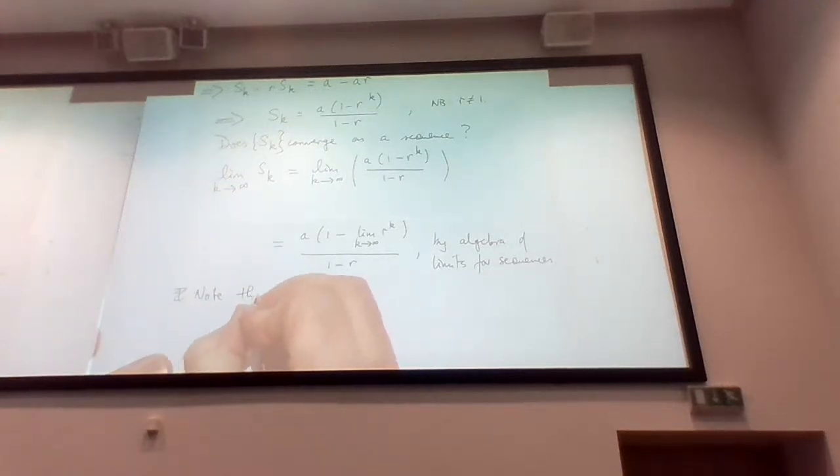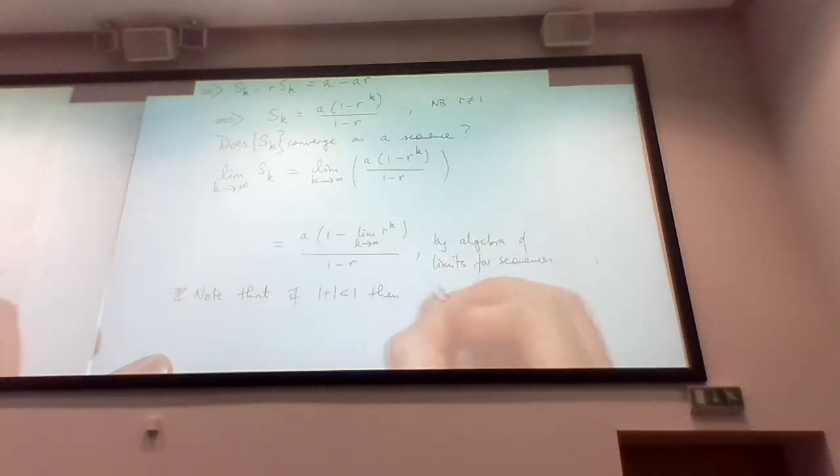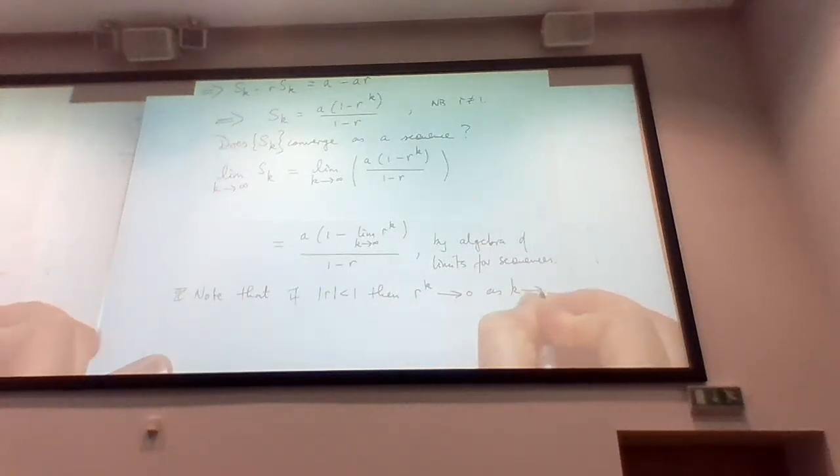We can say, note that if the absolute value of r is less than 1, then r to the k converges to 0 as k goes to infinity. That makes sense, because if a number has absolute value smaller than 1, when you multiply it by itself, it will have even smaller absolute value. So as you raise it to higher and higher powers, the absolute value of it is getting smaller and smaller and smaller. It's converging to 0.